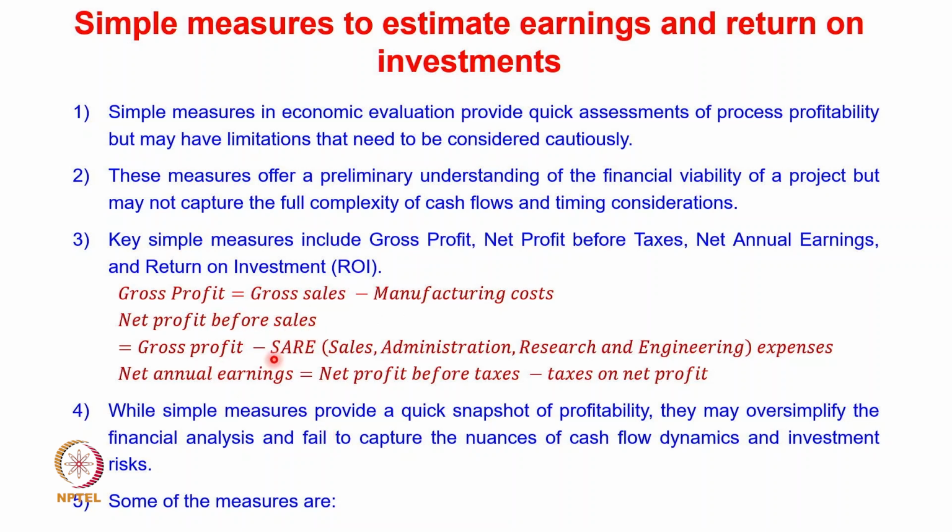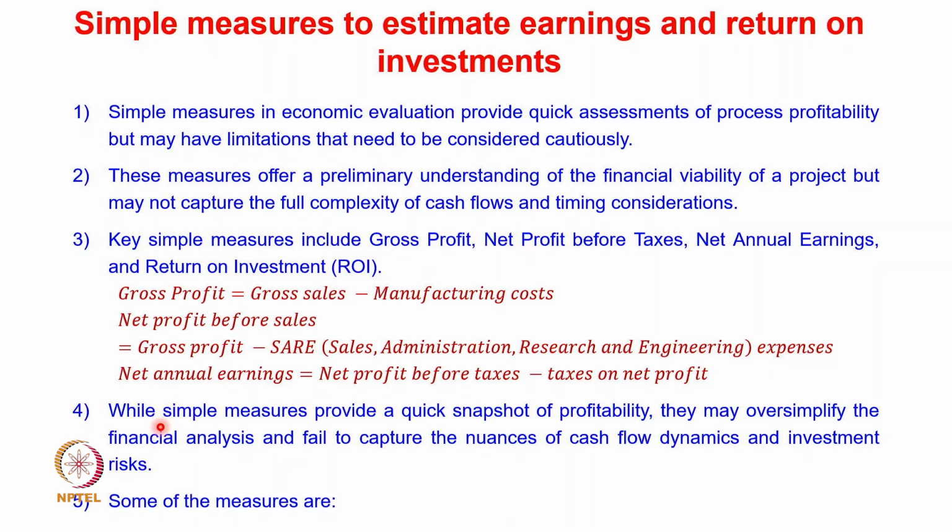Net profit before taxes is nothing but gross profit minus the expenses associated with sales, administration, research and engineering, and that is represented as SARE. So if we subtract these expenses from the gross profit, that gives us the net profit before taxes. And then the next is net annual earnings. Net annual earnings is nothing but net profit before taxes minus taxes on the net profit. So whatever net profit we have obtained here, we can subtract the taxes from the same, and we can get the net annual earnings.